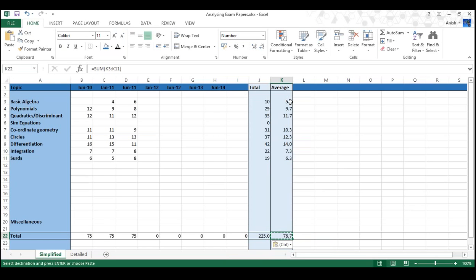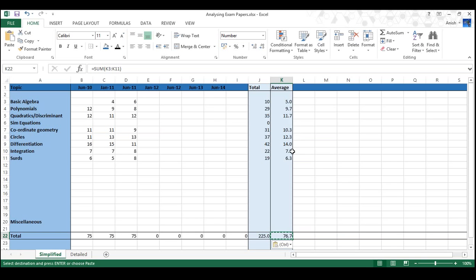Alright, so we can predict that in our exam there should be about 5 marks on basic algebra. There should be almost 10 marks on polynomials, so it's quite a big topic. Quadratics and discriminant is a massive topic, 12 marks on average. Coordinate geometry, about 10 marks. Circles, 12 marks, that's quite a big topic for you guys. Differentiation, 14 on average, sometimes they come up once, sometimes twice, but they definitely come up.